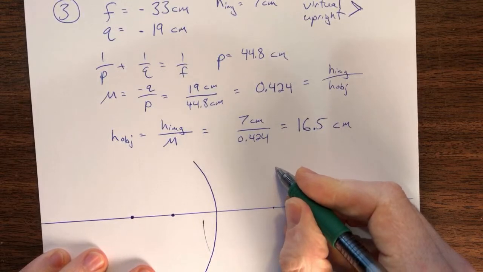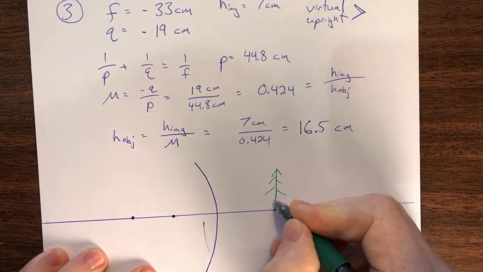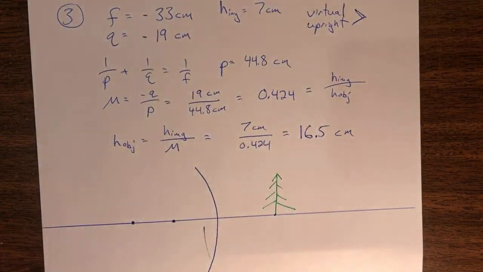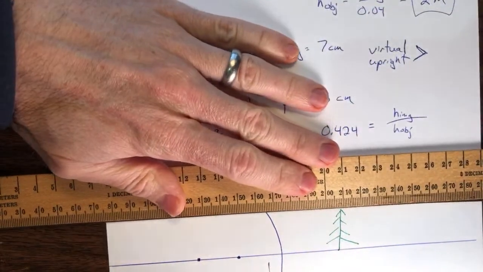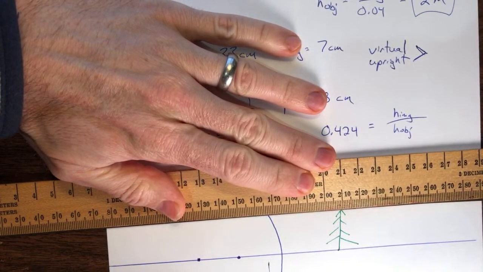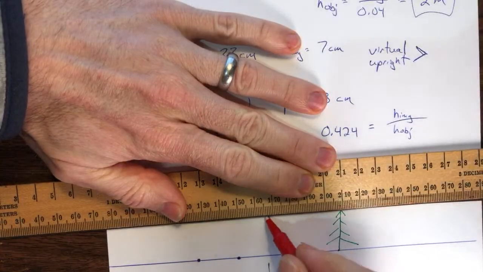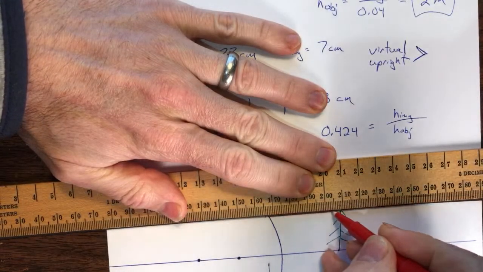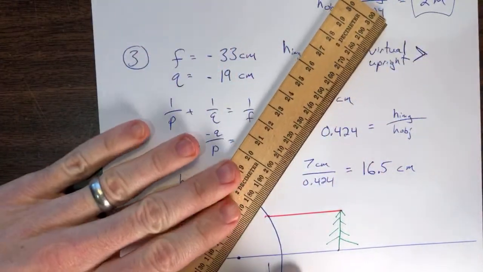So I'm going to go ahead and draw this tree. Once you get your tree drawn, or your car, crayon, or whatever you want to draw, then what we're going to do is do our ray diagrams. I'm going to go parallel in for my first one. Parallel in, and then it's going to reflect through the focal point, which is right here.